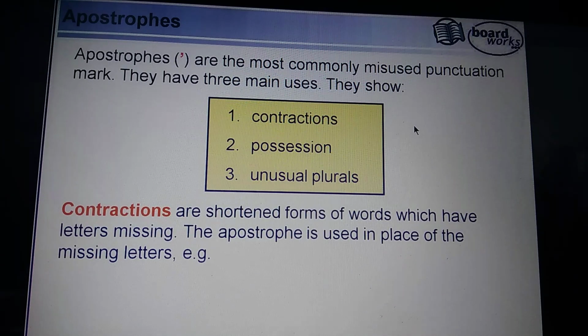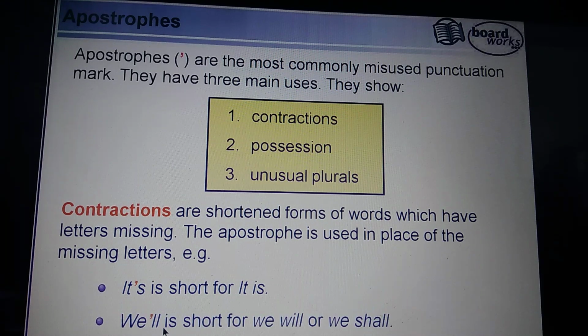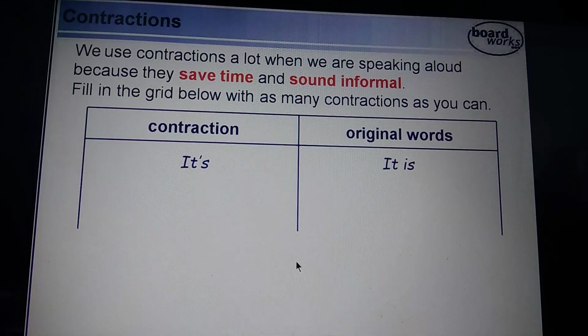Okay, let us move on to contractions. Contractions are shortened forms of words which have letters missing. The apostrophe is used in place of the missing letters. For example, it's is the short form of it is. We'll is the short form of we will or we shall. Can't is short for cannot.